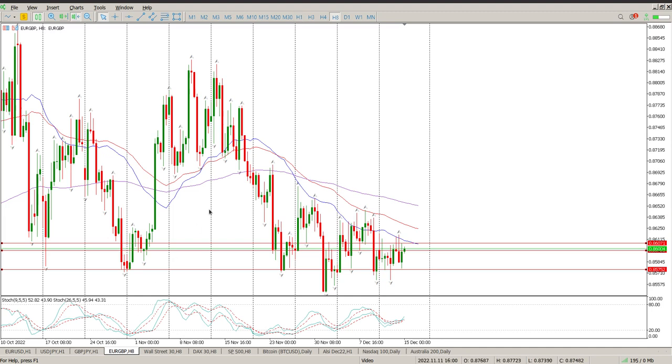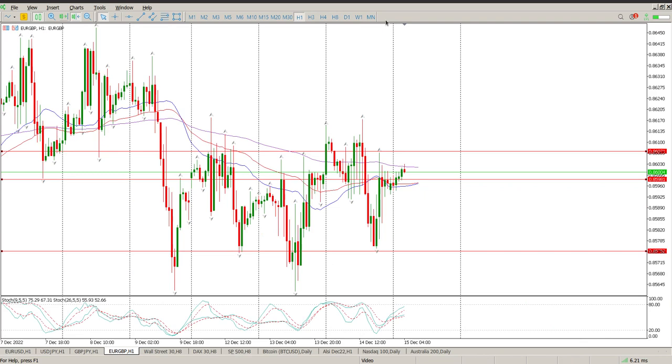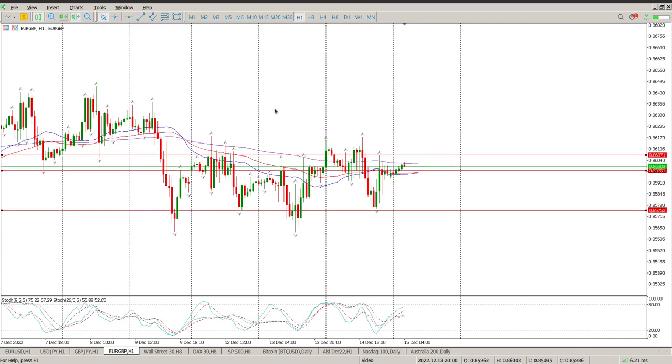Lastly, Euro British Pound, we are sideways. We did reject this area again, but buyers did come in off the bottom. So I think this one is a sit on hands scenario. You can see the chaos that we have right now in amongst the moving averages, flat. There is no direction here, so we will leave this one well alone until we break above 0.86071 to the upside, or alternatively 0.85752 to the downside. So until one of those things happens, there is no trade here.